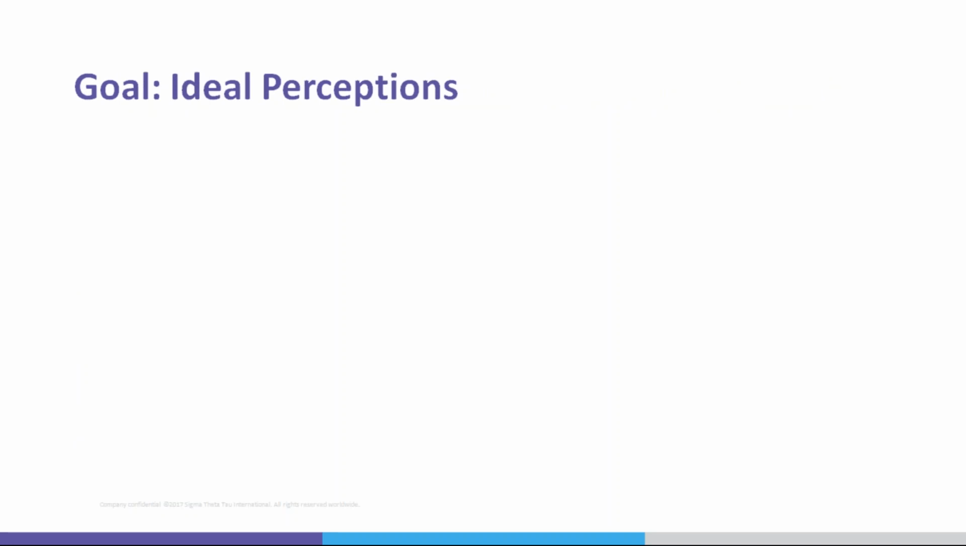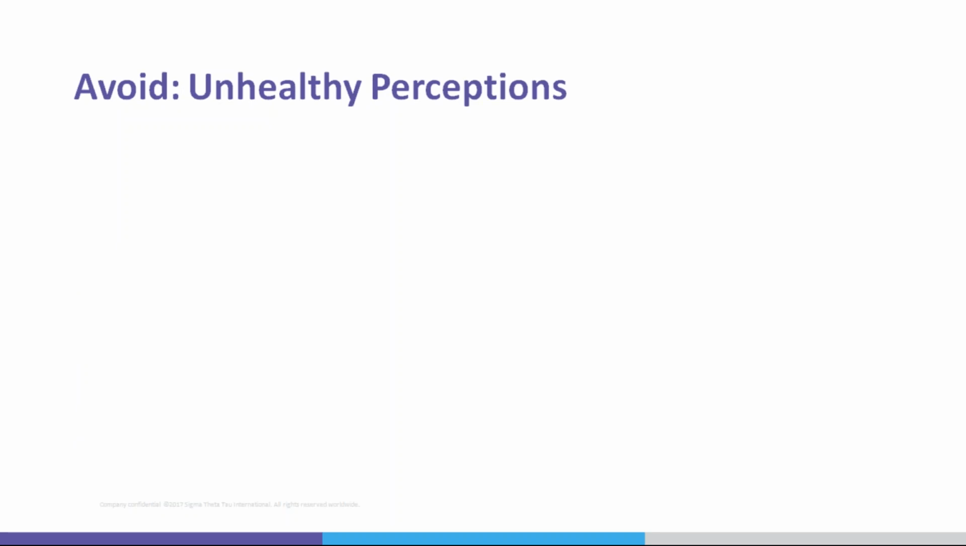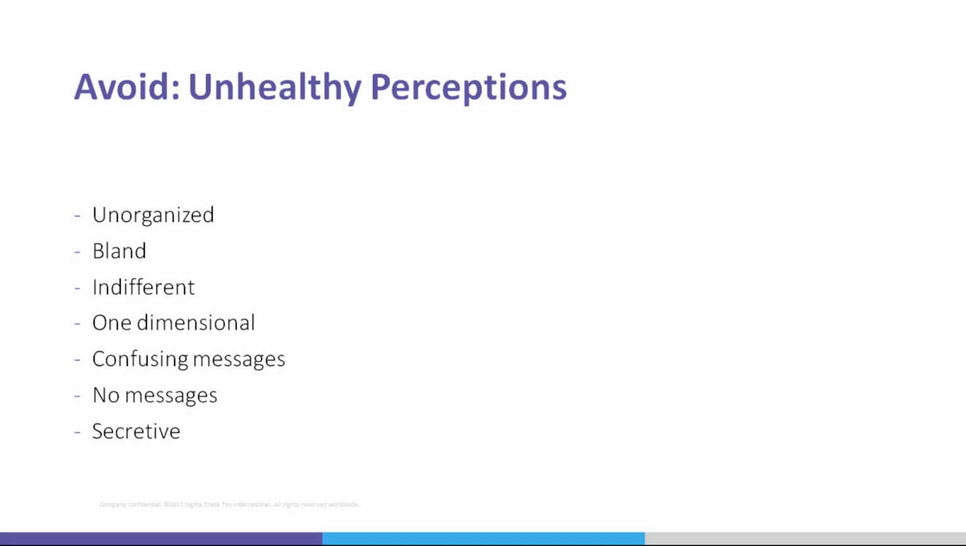The goal is to create ideal perceptions, which could include qualities such as the Honor Society being valuable, useful, and relevant, helping to build relationships, organized, welcoming, fun, and exciting, timely, and transparent. These are all positive qualities of an organization. On the other side of the spectrum, individuals could develop a perception that the Honor Society is unorganized, bland, indifferent, one-dimensional, confusing or inconsistent, doesn't have a message, or is secretive. It does not necessarily mean that the Honor Society is any of these things. However, it is how the individual perceives the Honor Society based on their interactions and experiences.